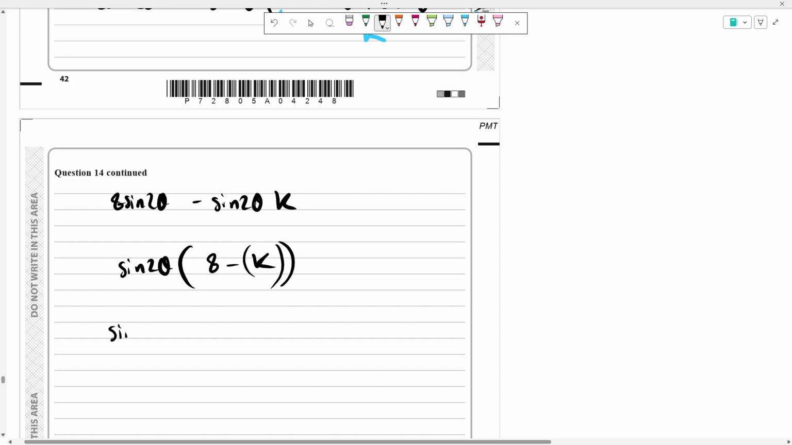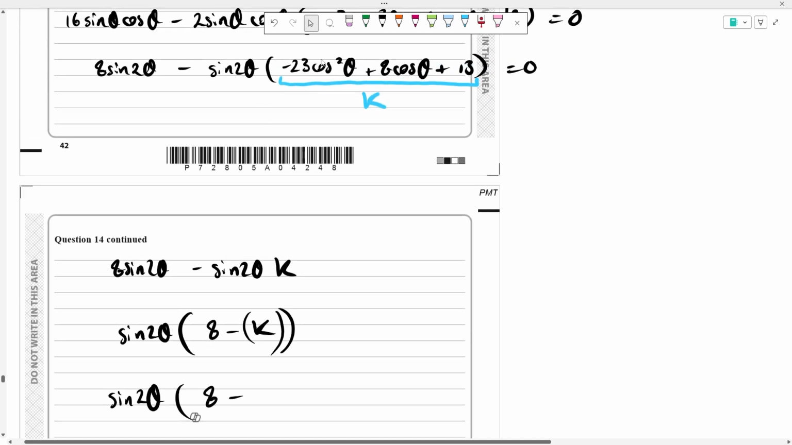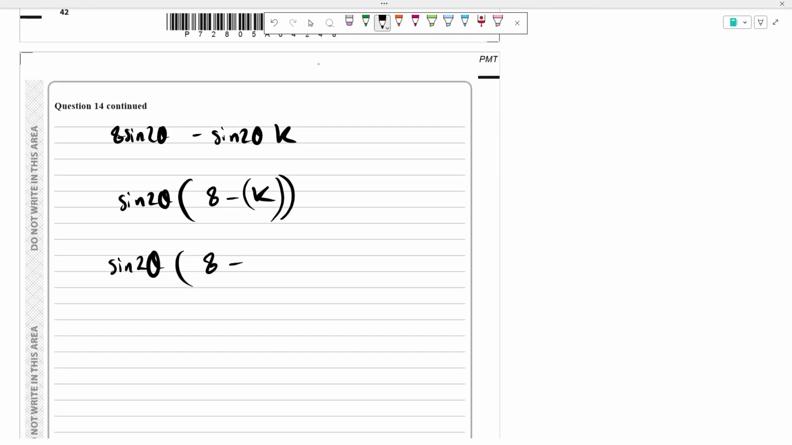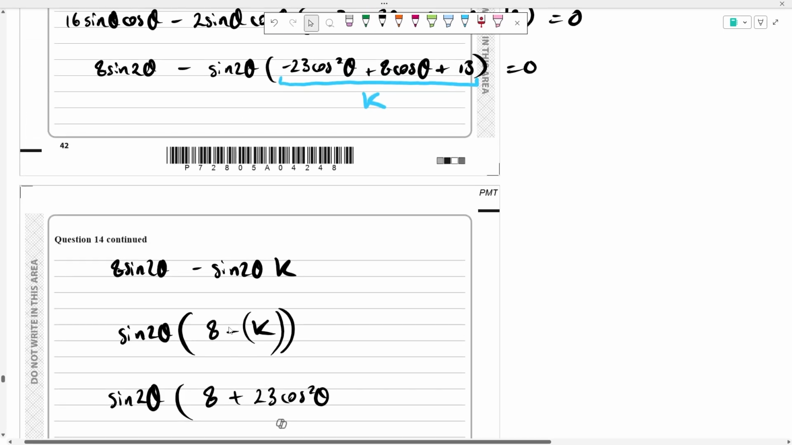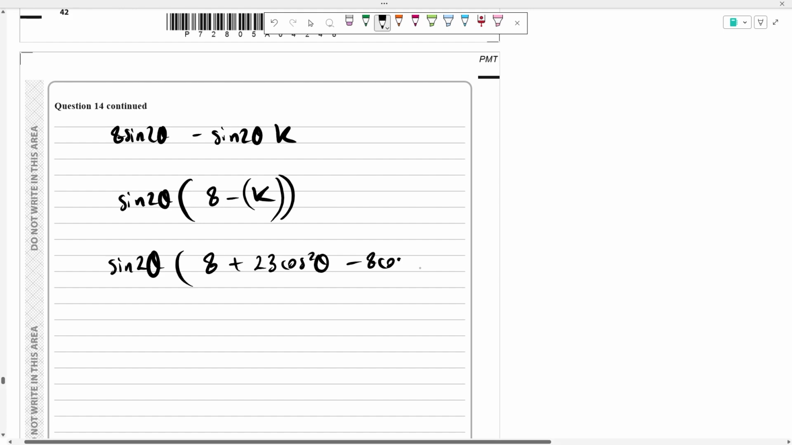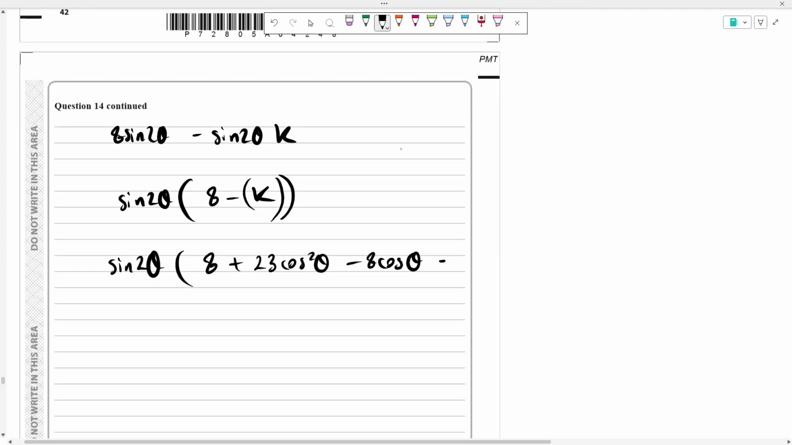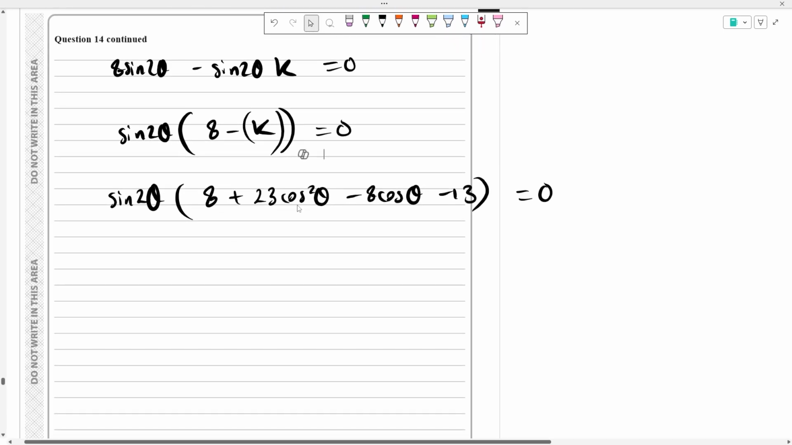So this is going to be sine 2 theta brackets 8 minus, well, you're minusing all of this. So minus 23 cos squared theta becomes plus 23 cos squared theta. Then you have minus 8 cos theta, so that becomes minus 8 cos theta. And then minus 13, like so, is equal to 0. Remember, this is equal to 0 just from before. Then we're going to do minus 13 plus 8 just to simplify.